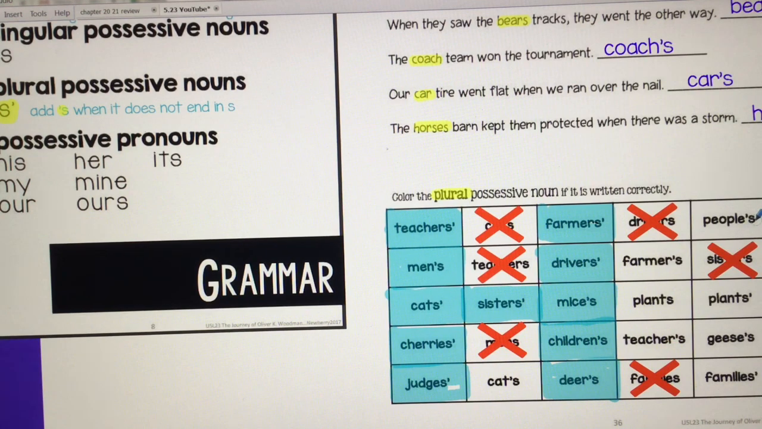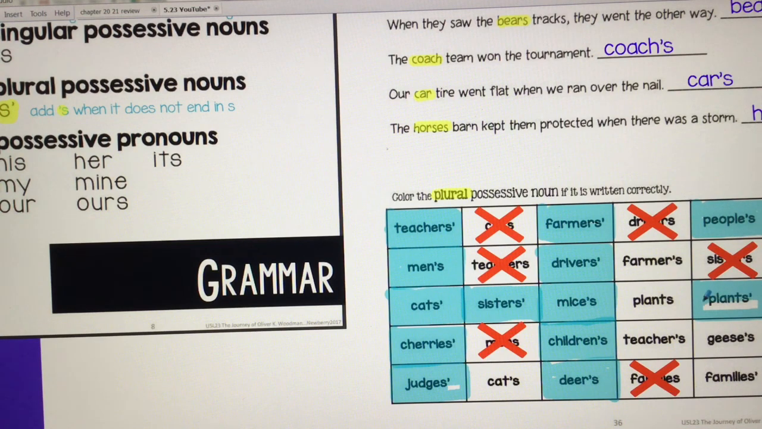Peoples, ooh, one is person, more than one is people. So that's where that word people means more than one. That's plural, but it doesn't end in an S. So that's where I do have to add an apostrophe S. Plants, plants ends with an S. So I'm going to do an apostrophe after it.